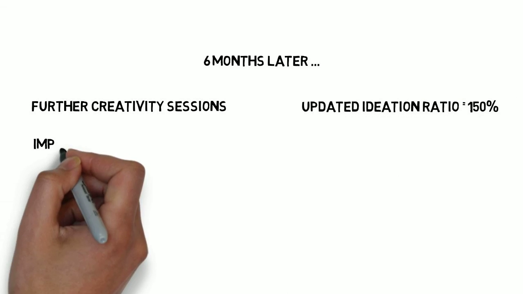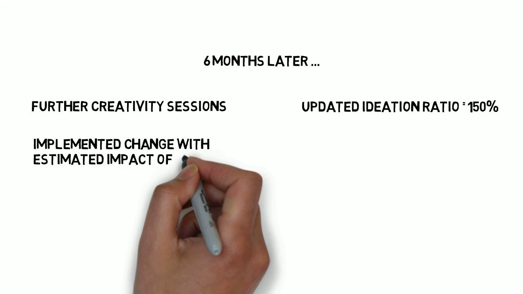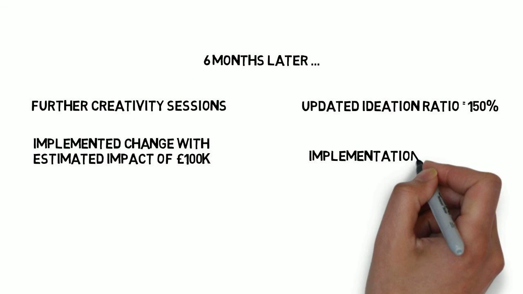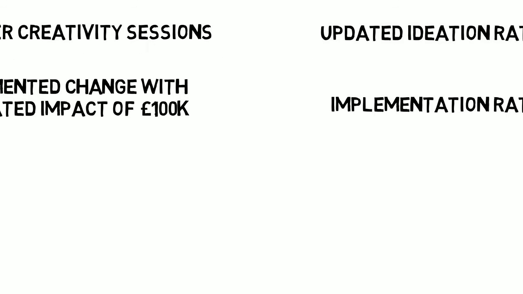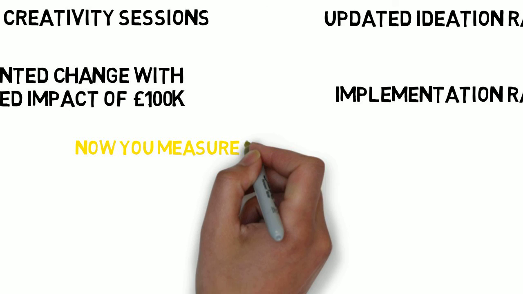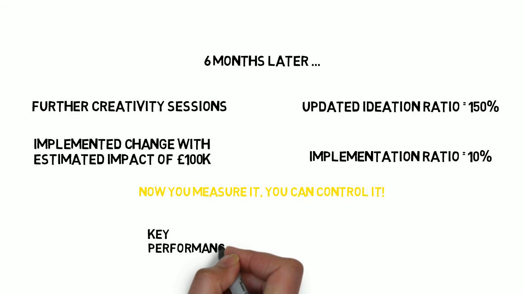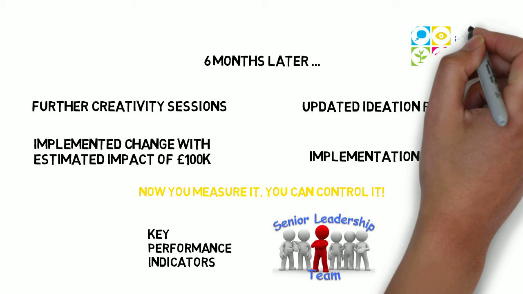Of those, a number of changes have been implemented, driven by the creative process, with a collective bottom line impact so far of 100k. Now, compared with a £1 million challenge, that means your implementation ratio is just sitting down at 10%. Now, you can see instantly that this allows you to quantify the implementation of the innovation process. And these two ratios, the ideation ratio and the implementation ratio, should be the key performance indicators that are reviewed on a regular basis by the senior leadership team in the organisation in order to drive the whole innovation process.